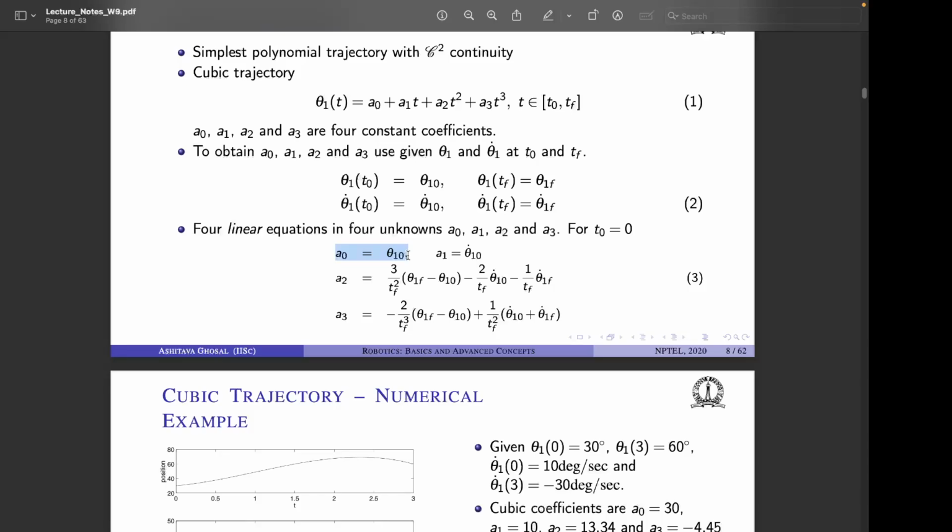So a0 is theta 0, and this is basically for t0 equal to 0, because then the equations get very much simplified, and this is a very valid assumption. We can keep t0 equal to 0. So for t0 equal to 0, we have a0 is theta 0, a1 is theta dot 0, and this is a2 and a3.